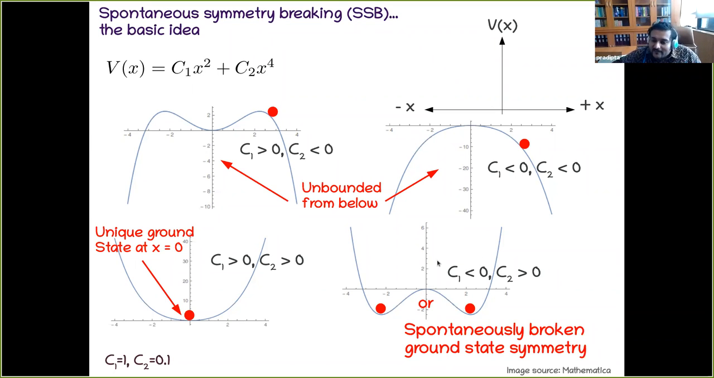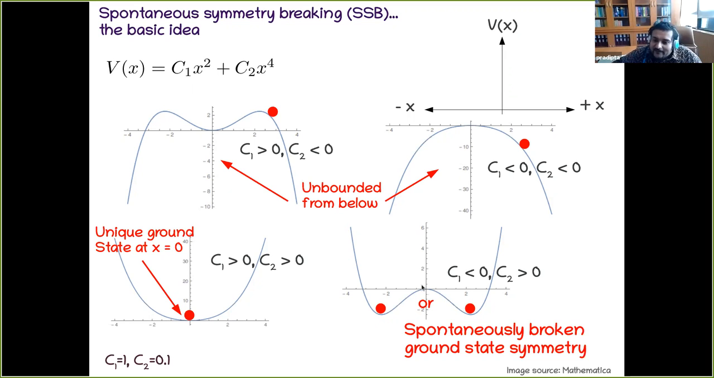But if I go to a configuration where C1 is negative but C2 is positive, I can actually have a potential like this. This is really interesting, because now x equal to 0 is not a minimum, but a maximum. The minima actually lie somewhere else. Of course, it depends on the particular values of C1 and C2. You can start playing with different values and get different results. But the interesting fact is that now, instead of 1, I have 2 degenerate ground states, and both of these ground states are equivalent.